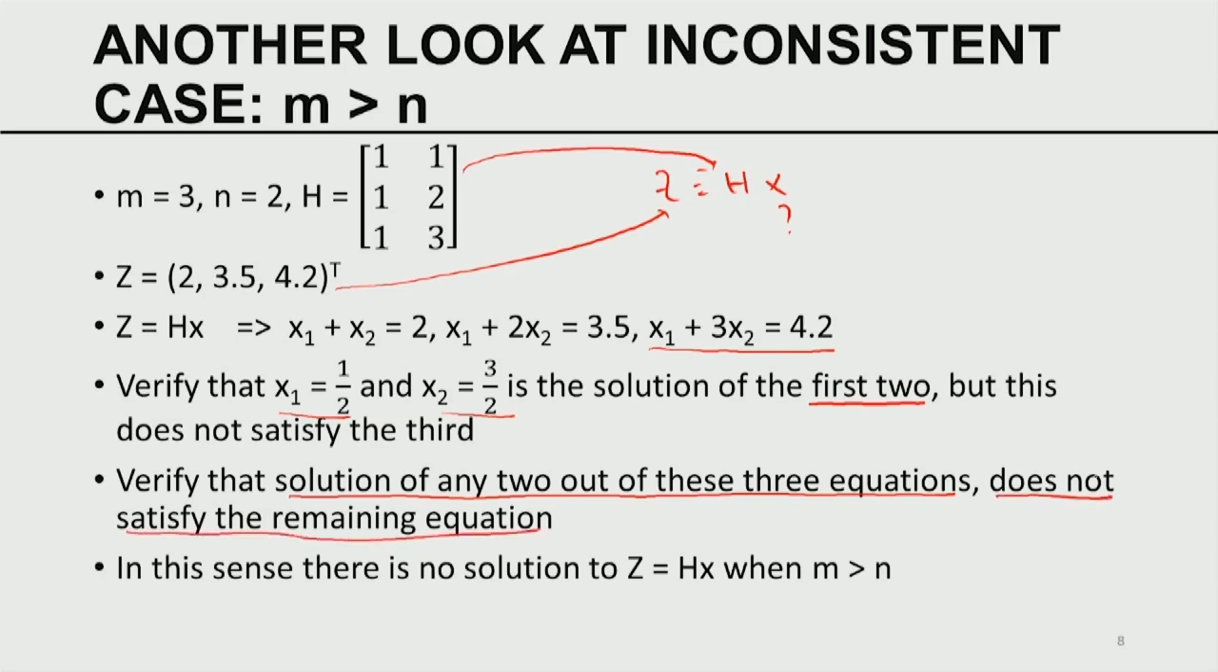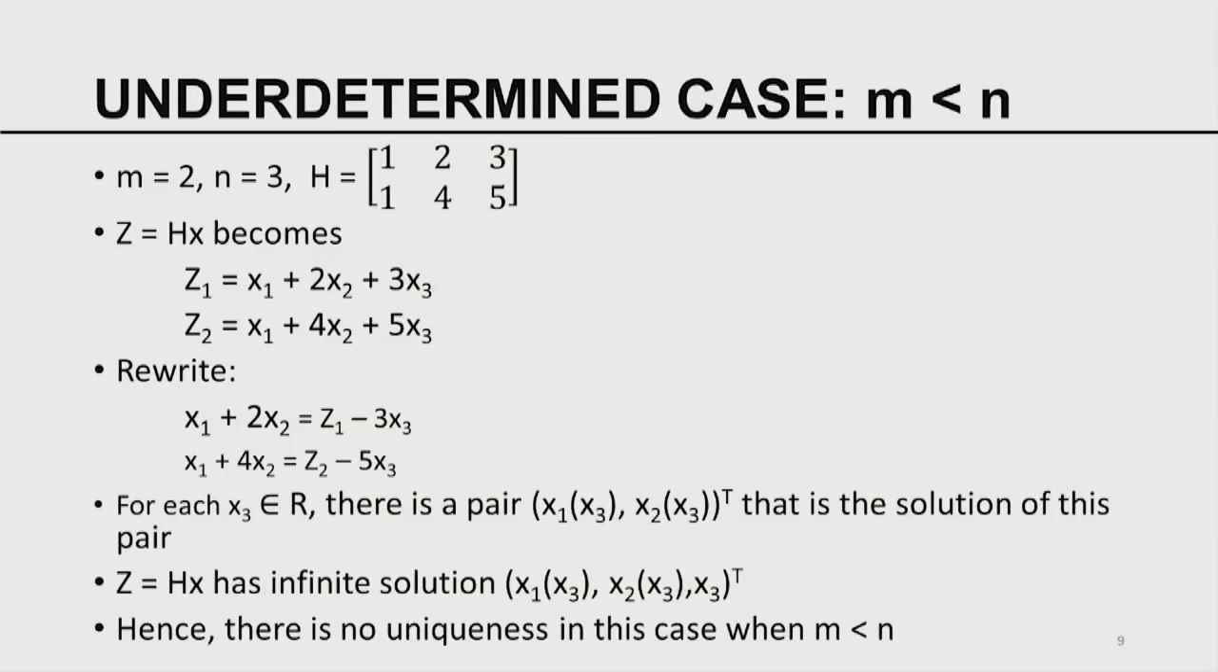That's an important thing. So in this sense, there is no solution to z is equal to h of x when m is greater than n. That means in the case of an overdetermined system, what do we mean by an overdetermined system? n is the number of unknowns to be estimated, m is the number of knowns. If the number of knowns m is larger than the number of unknowns n, the system is overdetermined. In this case, the system may not have a solution. So that's a difficult situation to be in.